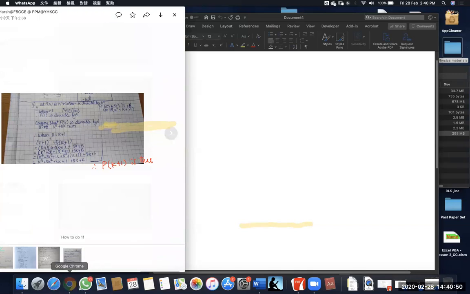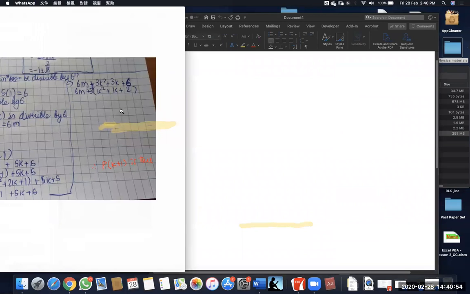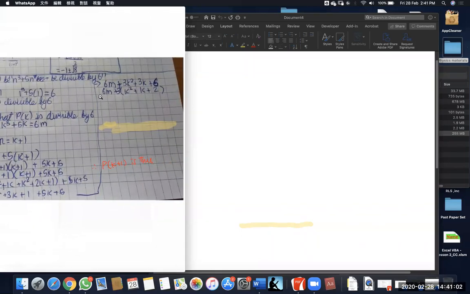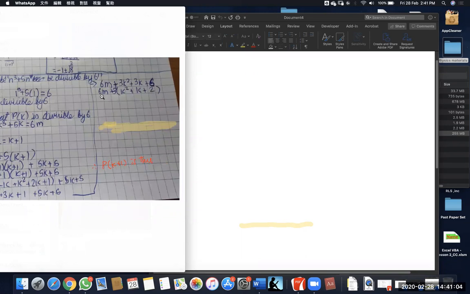So 1G is a bit... So your step is correct. And then you need to argue one more thing. Oh, okay. So what you should argue, you can have a look here. You want to extract a factor of 6.